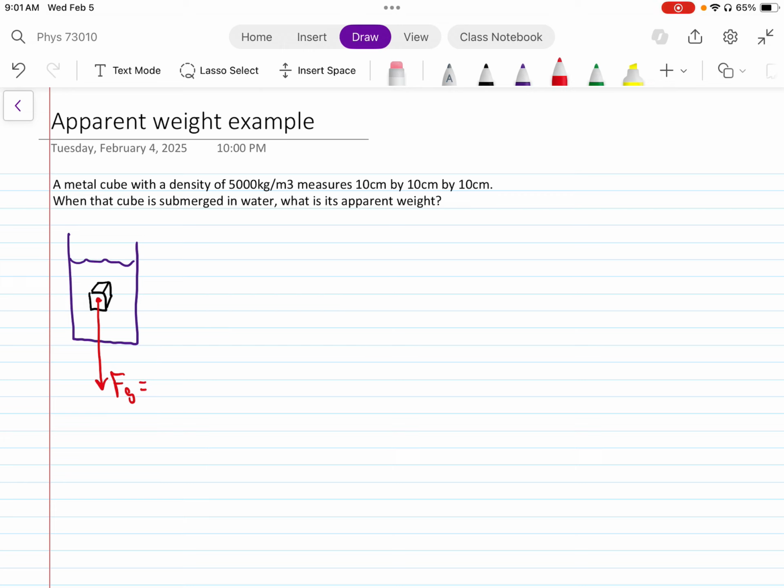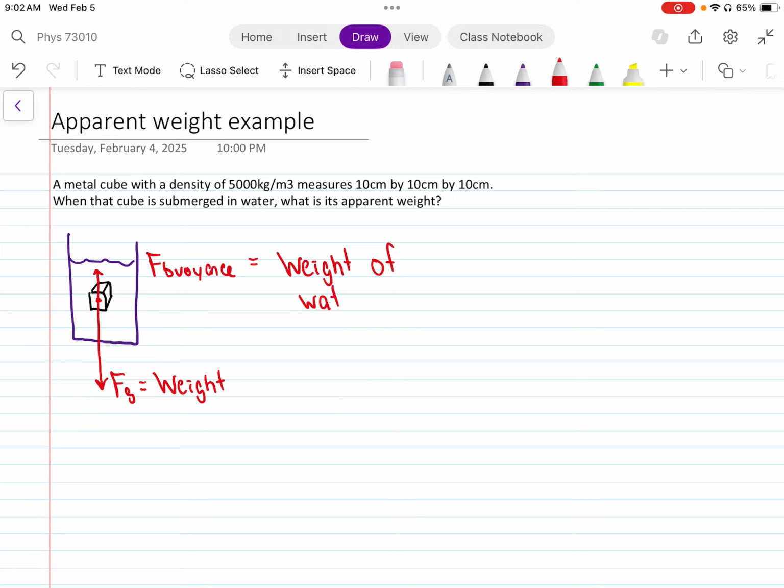And in kind of a funny notation, gravity is really what we use in everyday life when we say weight. So we've still got gravity pulling down on this thing, but the buoyancy force adds an upward force to it. The buoyancy force upward is the weight of the displaced water.